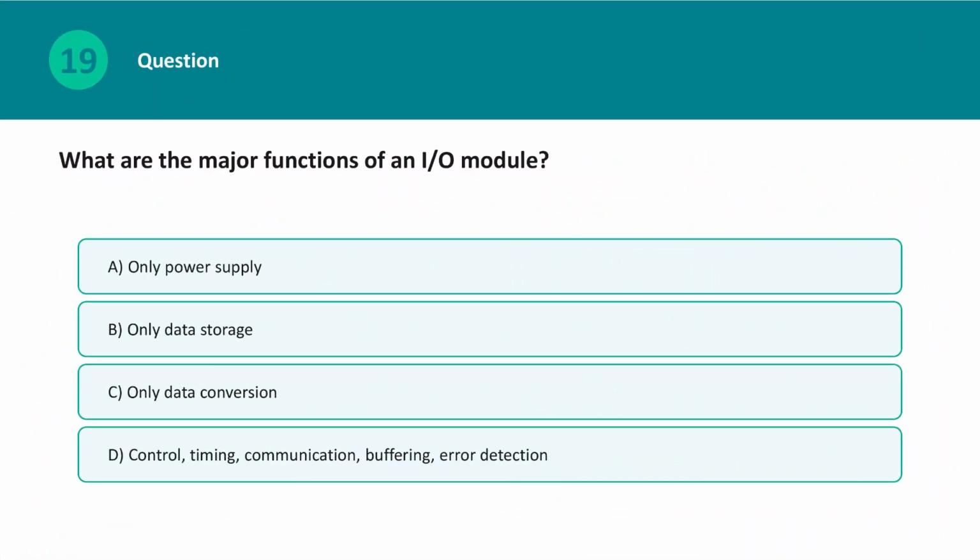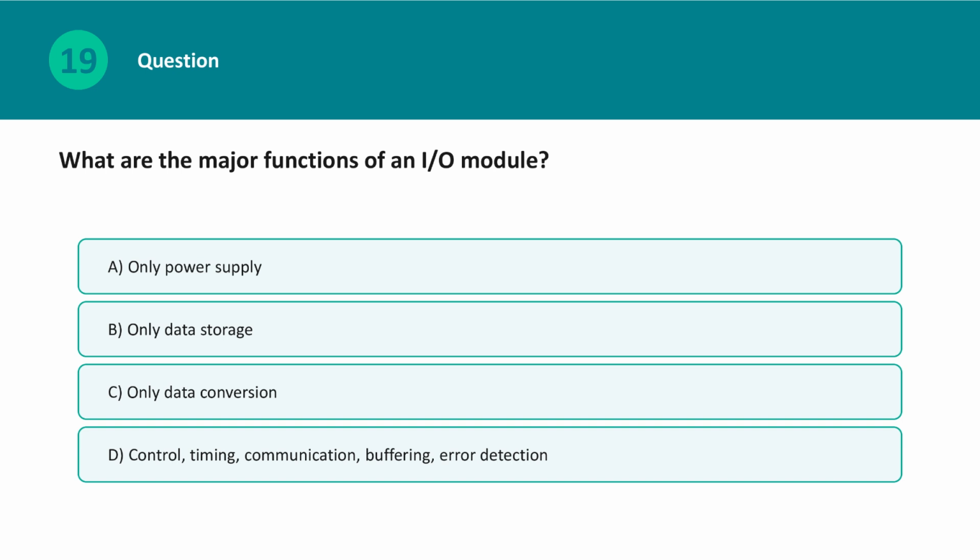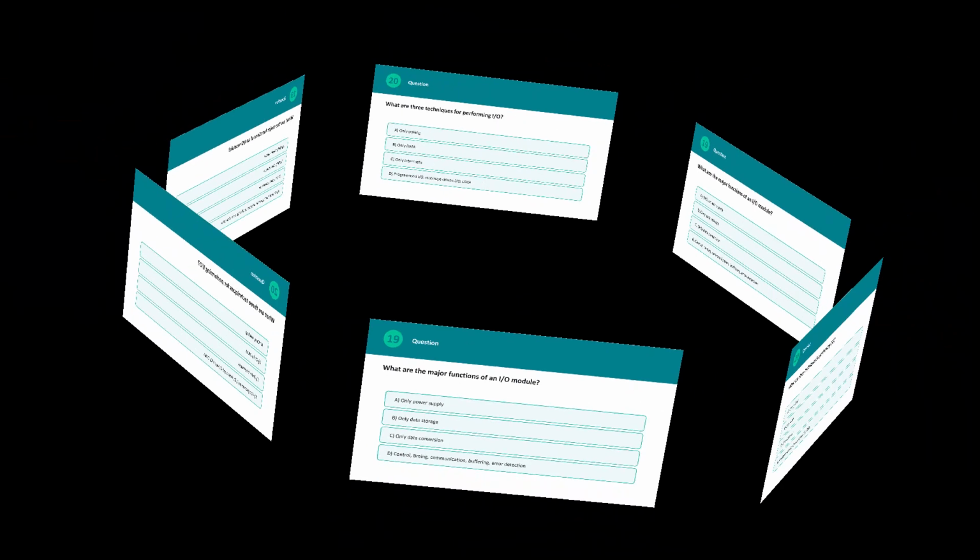What are the major functions of an input-output module? A. Only power supply. B. Only data storage. C. Only data conversion. D. Control, timing, communication, buffering, error detection. The correct answer is control, timing, communication, buffering, error detection.